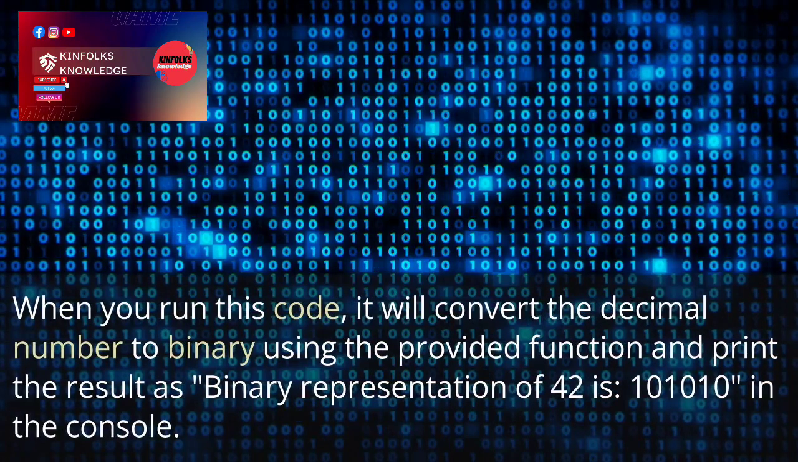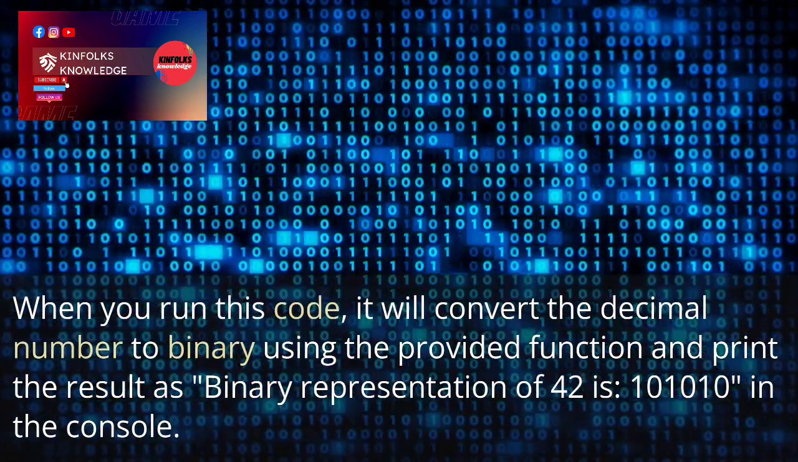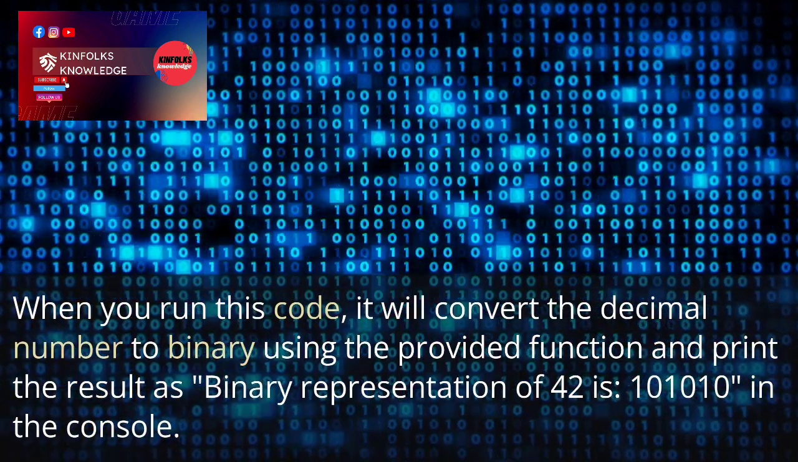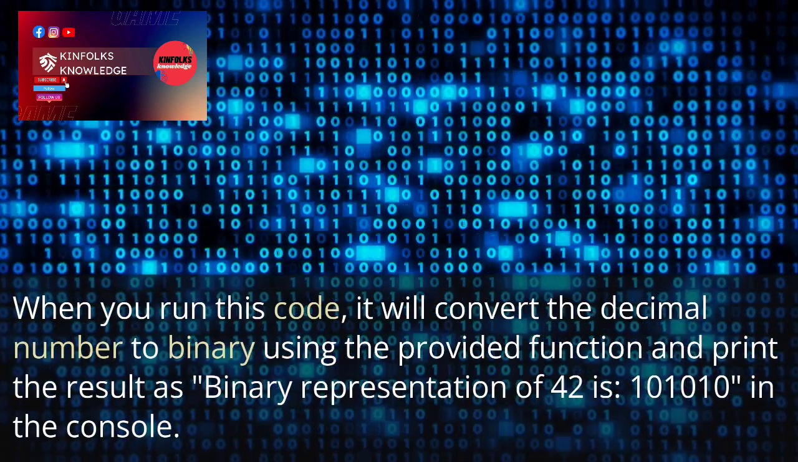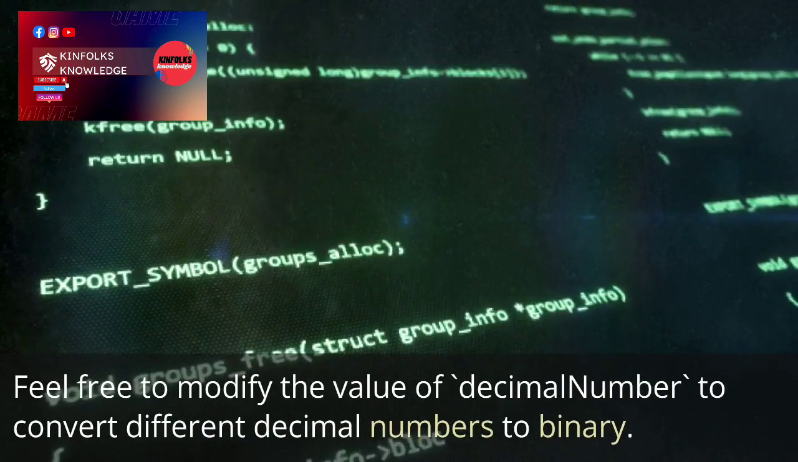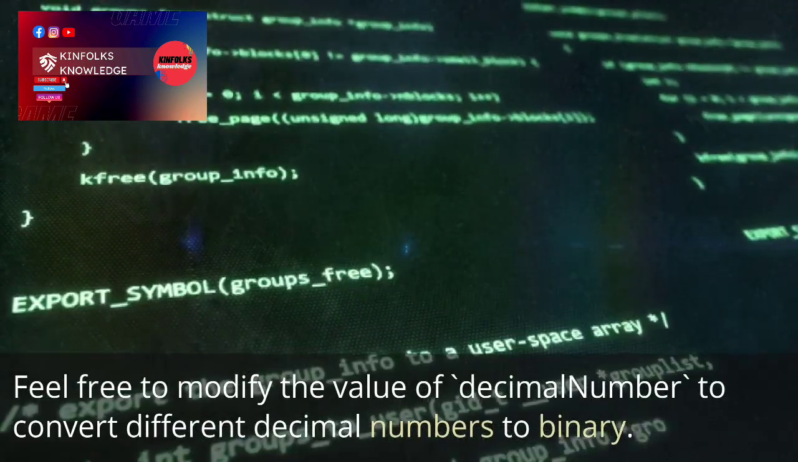When you run this code, it will convert the decimal number to binary using the provided function and print the result as "Binary representation of 42 is 101010" in the console. Feel free to modify the value of decimalNumber to convert different decimal numbers to binary.